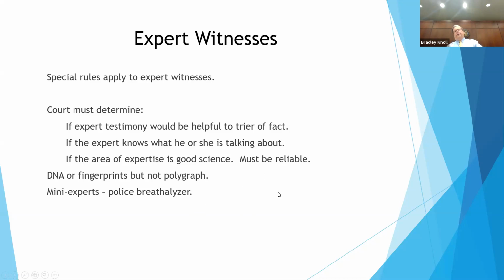There's a case called the Daubert case where you have to have a Daubert hearing to determine whether this area of expertise is a reliable area before you can allow the expert testimony in. So things like DNA more recently, or fingerprints for the last century, that's good science, and experts on fingerprints can testify to that. Not a polygraph. Polygraph has never been deemed to be sufficiently reliable to have the results admitted into court.